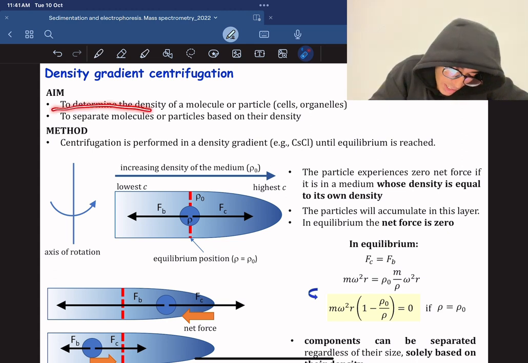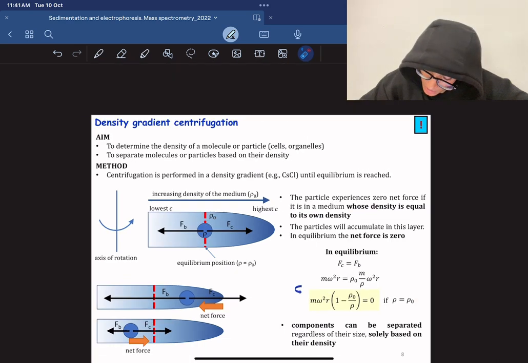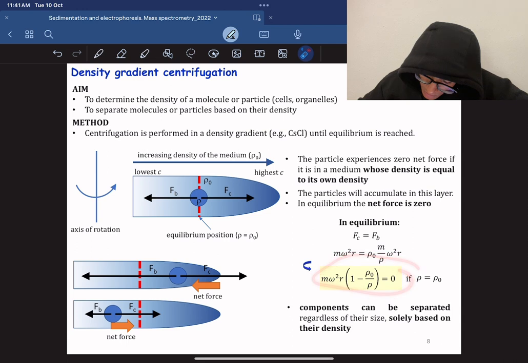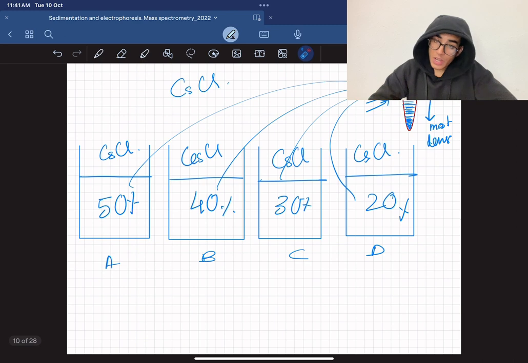To determine the density of a molecule or particle, to separate particles based on their density. Okay? Centrifugation is done. In a medium whose density is equal to its own density, it's going to stop. Okay? This formula highlighted, we already know the values: mass, angular velocity, radius, density. So not going to be asked, but learn. Okay? So this is how I explain that.